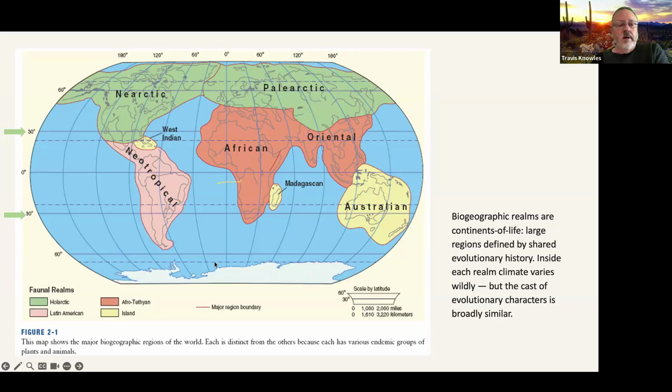All right. And so these can be thought of as the continents of life. These are big regions that have a shared evolutionary history. So the plants and animals within each realm are more similar to each other than they are to the plants and animals in a different realm, any of the different realms. So this is one of the largest scale types of biogeographical maps you can consider, biogeographical realms.